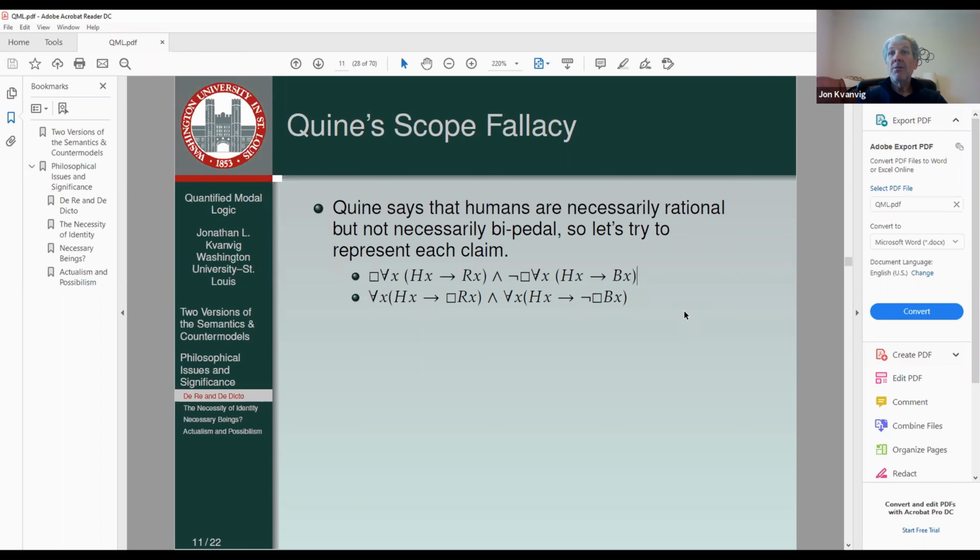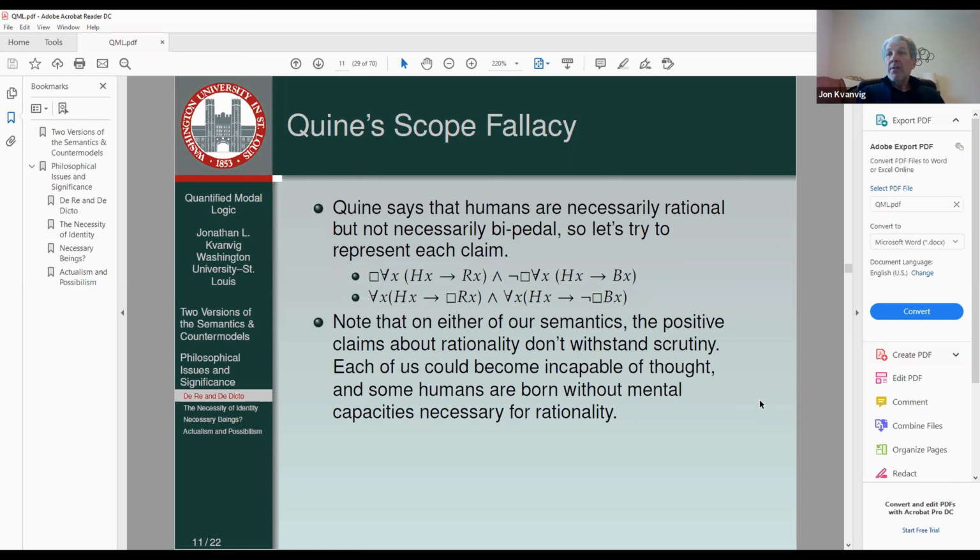De re means in Latin of the thing. So what it says is we are now predicating modality of the thing x itself. We are saying x has a certain necessary feature, being rational, and lacks a certain other necessary feature, being bipedal.